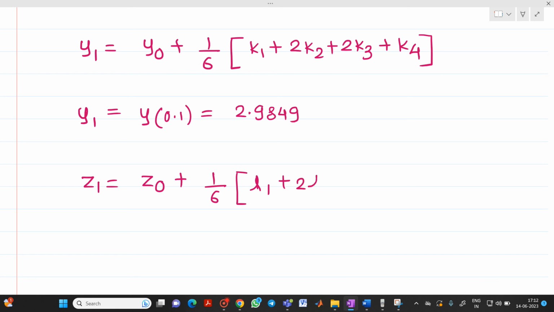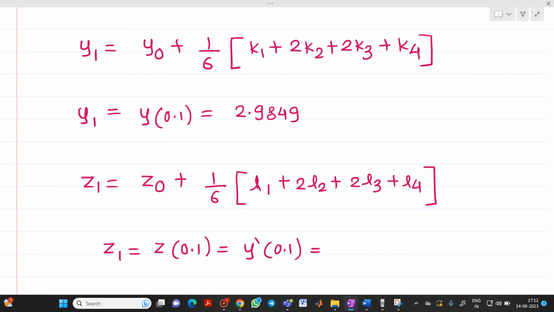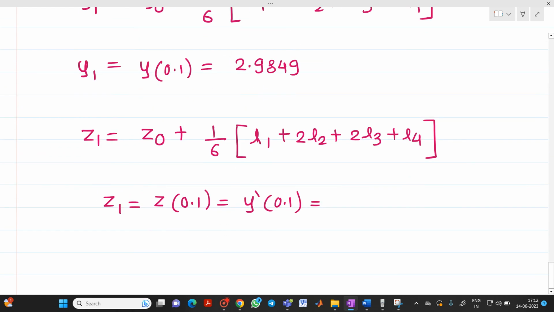Similarly, we will be calculating z1, which is equal to z0 plus 1 by 6 into bracket L1 plus 2L2 plus 2L3 plus L4. We know the values of L1, L2, L3, L4 and we know Z0. So if you substitute, you will get the answer of Z1, which is nothing but Z of 0.1, or in other words, Y dash of 0.1, because in an initial step we substituted dy by dx equal to Z. If you calculate, you will get 0.3005. So this will be the final answer of y of 0.1 and y dash of 0.1.